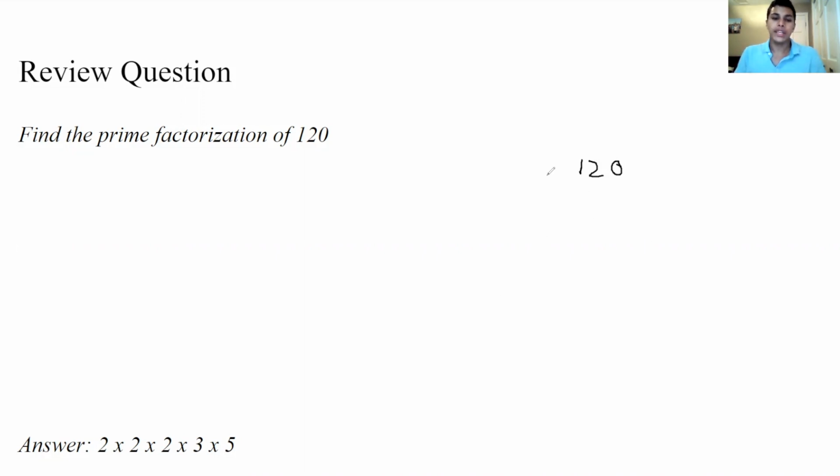Now we can break it down into any two numbers that multiply to equal 120. And just to prove that this works, I'm actually going to do two different tree diagrams and start by breaking it down into two different numbers to show you that it doesn't matter what you break it down into, you'll always end up with the same prime factorization. So for this one, the easiest thing I see is that we can break it down into 60 multiplied by 2, because 60 times 2 is 120.